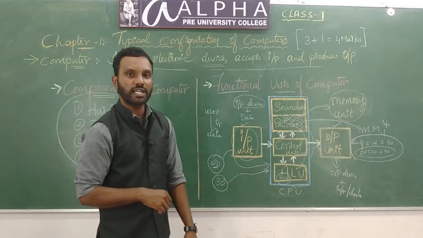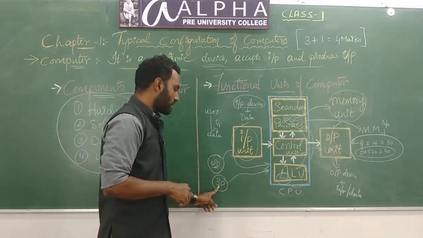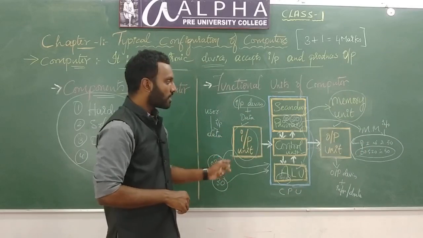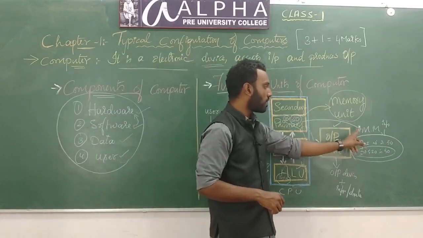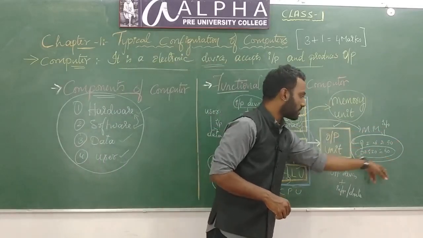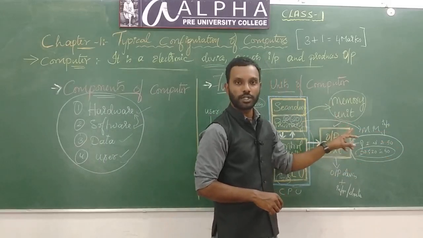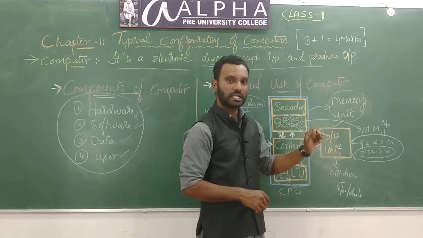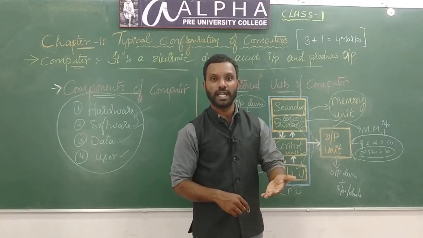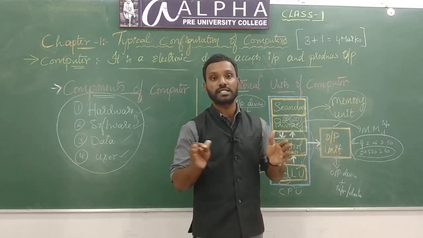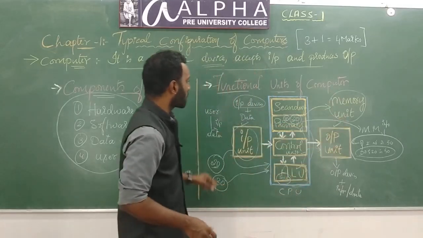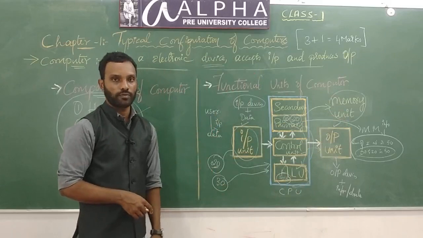Now how can I define information? Data, when I say data, is a raw fact which has a partial meaning. Now when I come to this output part, the result is produced. The result I call information. Now how can I define information? Information is a collection of data which has a complete sense of meaning. Okay, so this is how the functional units of a computer work.